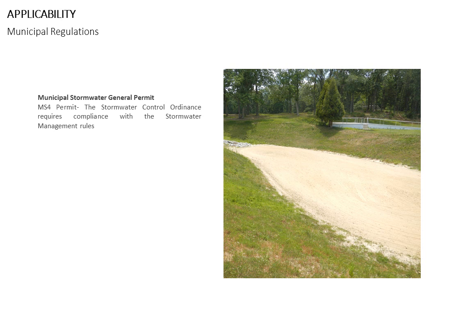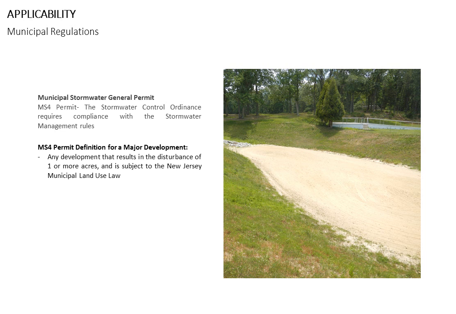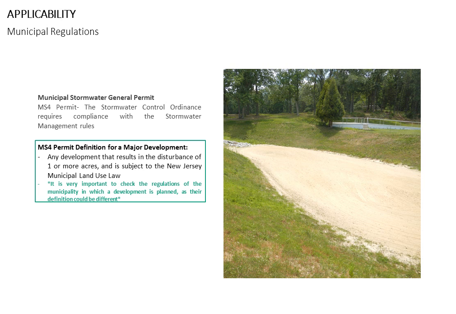One of the requirements of the permit is the adoption of a municipal stormwater management plan, which describes how a municipality will address stormwater-related impacts of development. The municipality is also required to adopt a stormwater control ordinance to implement the stormwater management plan. Under the municipality's MS4 permit, a major development is defined as 1 acre of disturbance. However, the municipality can adopt more stringent regulations under their plan and ordinance. Therefore, it is important to check the requirements of the local ordinance to identify the definition of a major development.